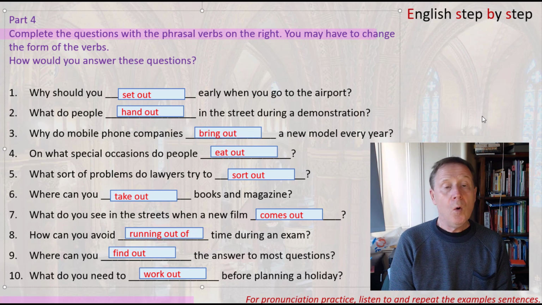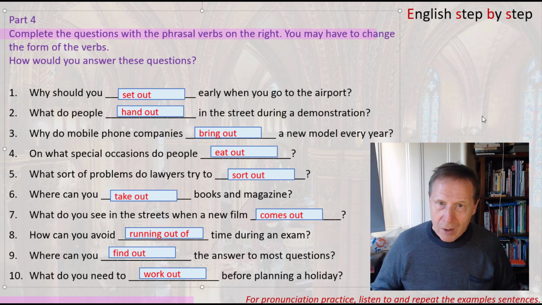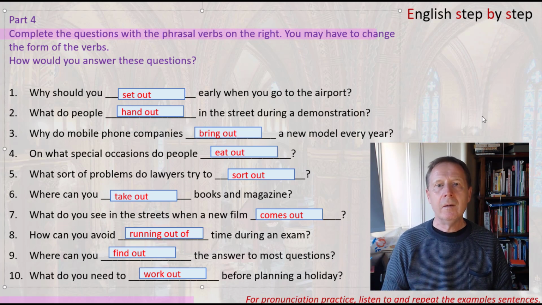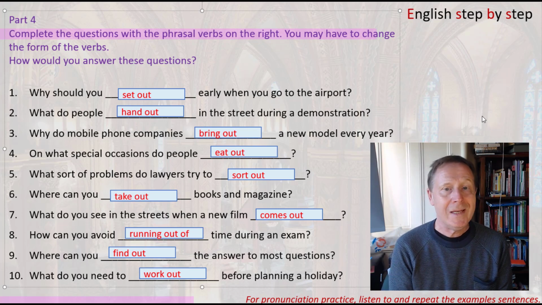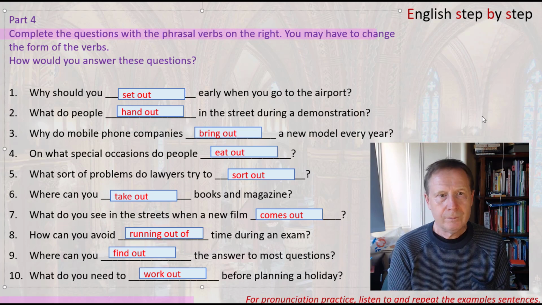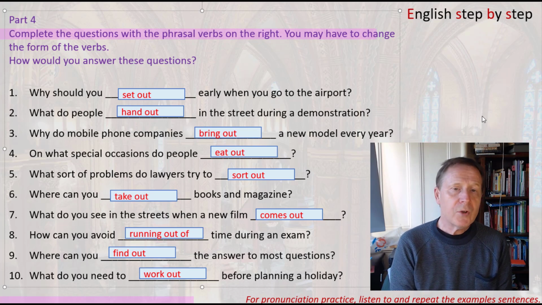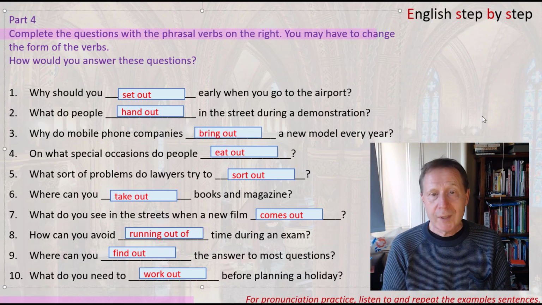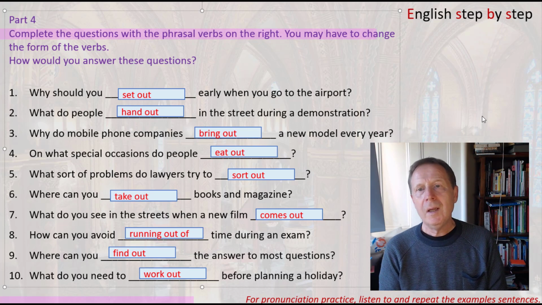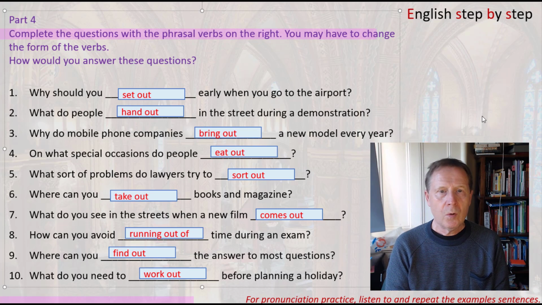Number 3. Why do mobile phone companies bring out a new model every year? Well, this is part of their marketing strategy. It's part of their profit for the year strategy. Number 4. On what special occasions do people eat out? Well, of course, birthdays and Christmas. Number 5. What sort of problems do lawyers try to sort out? Well, of course, legal problems of all sorts.